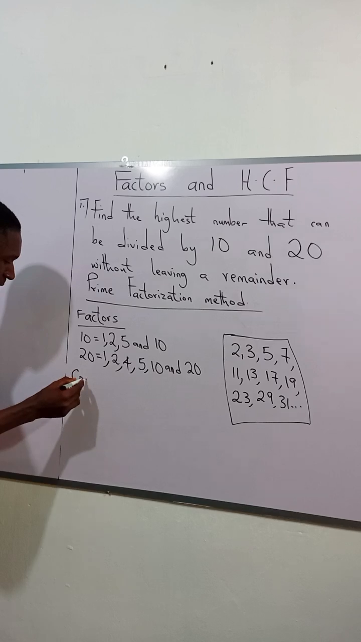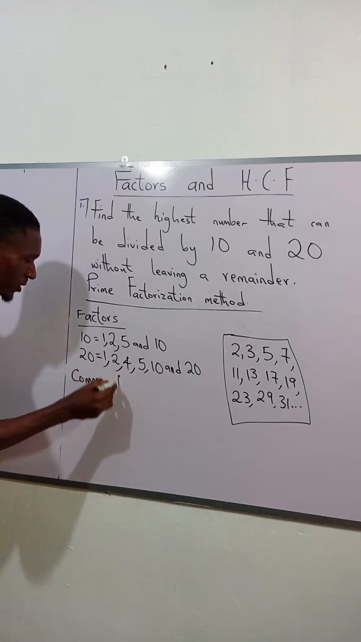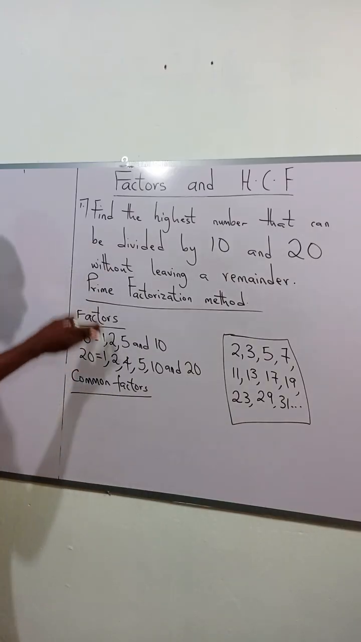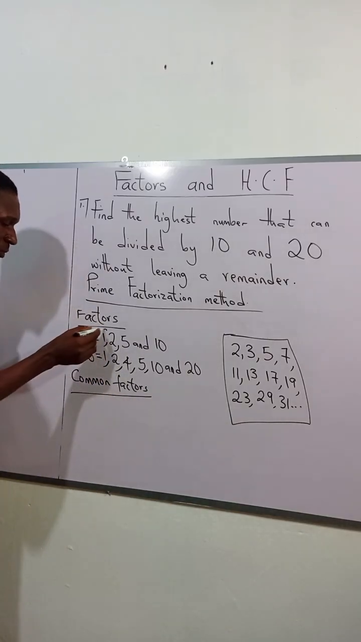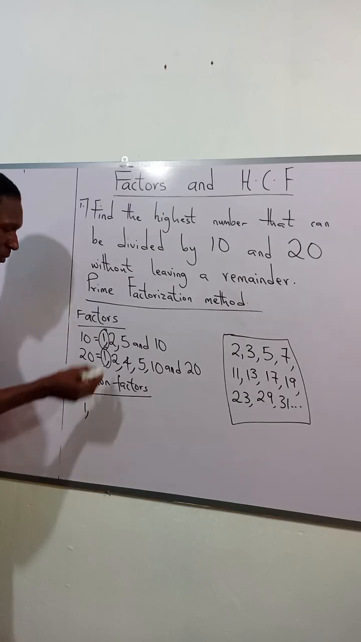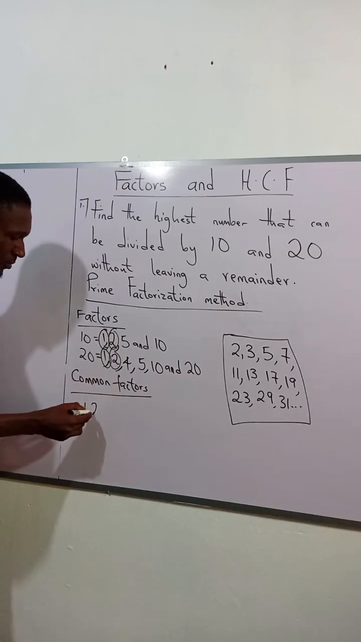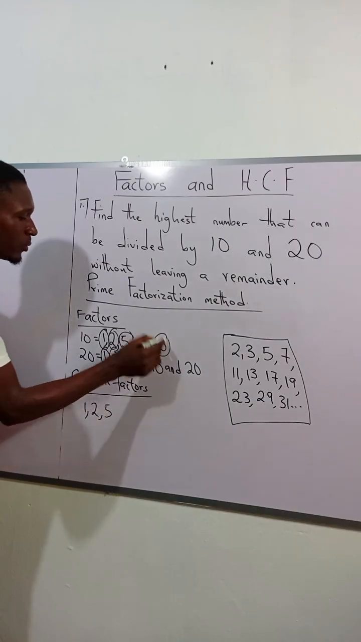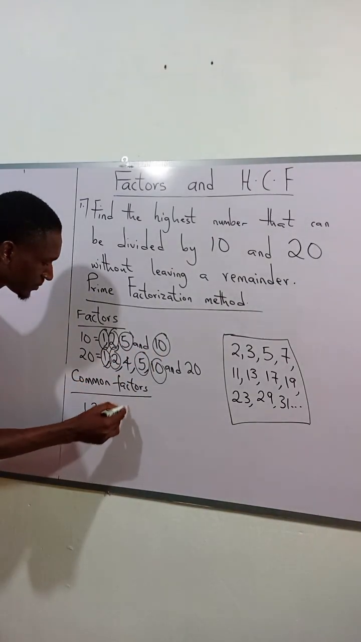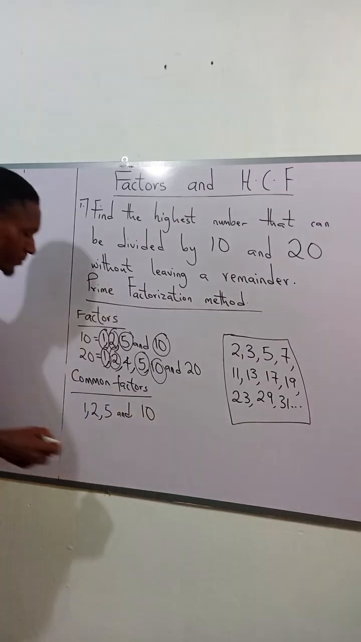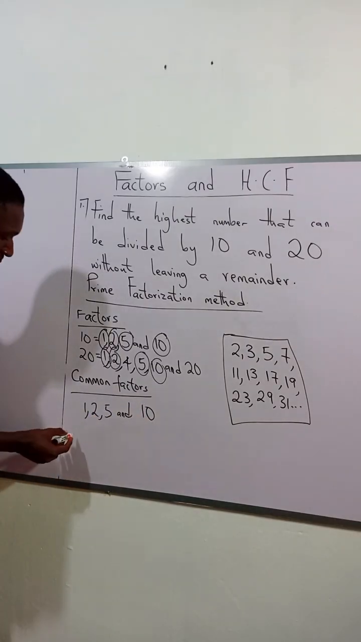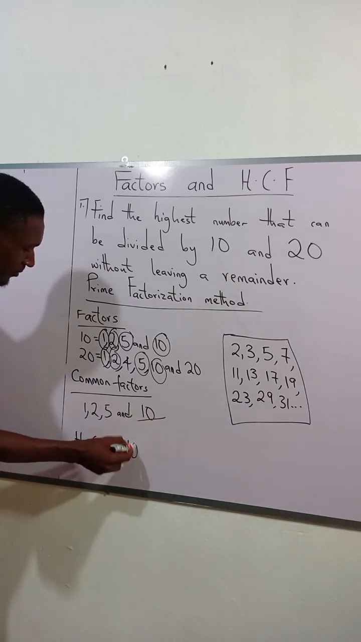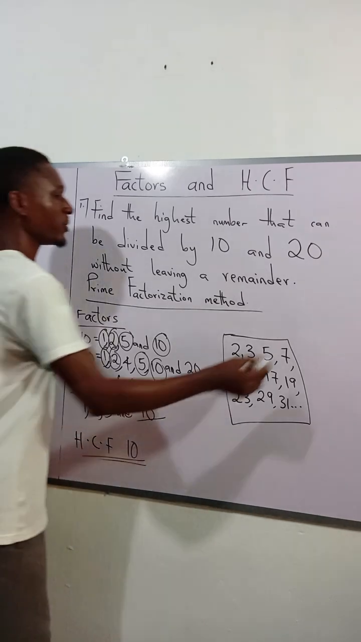The next thing is the common factor. We look for the common factors. What are the common factors? The factors we can see in both lines. We see 1, we see 2, we see 5, and lastly we see 10. So the next thing now is our highest common factor. Which one is the highest here? Obviously it is 10. So the answer is supposed to be 10.